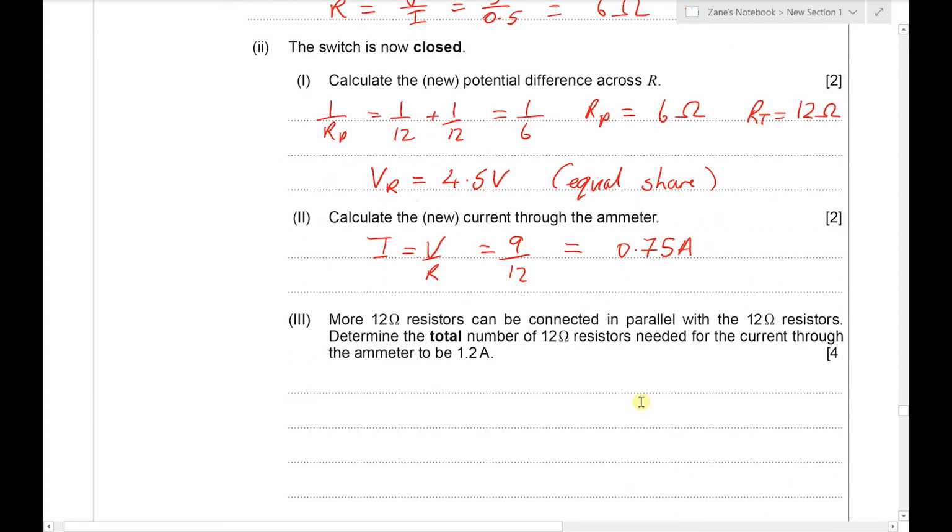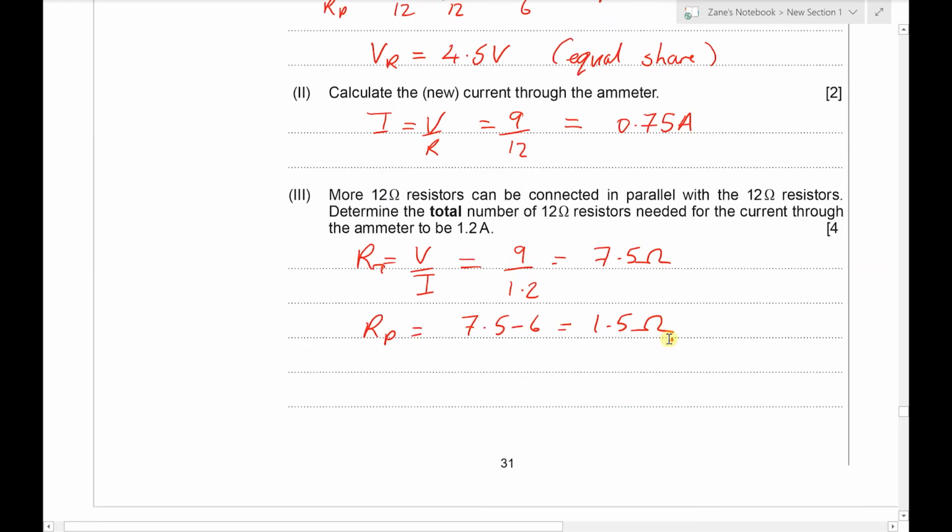More 12-ohm resistors can be connected in parallel with the existing 12-ohm resistors, and we've got to determine the total number of 12-ohm resistors needed for the current through the ammeter to be 1.2 amps. Well, let's work out what total resistance we need for that. So we've got V is 9 volts, and the current that we require will be 1.2. So that gives us 7.5 ohms total. Let's call it RT. That means the resistance of the parallel section is going to be 1.5 ohms, because remember R hasn't changed and R is still 6 ohms.